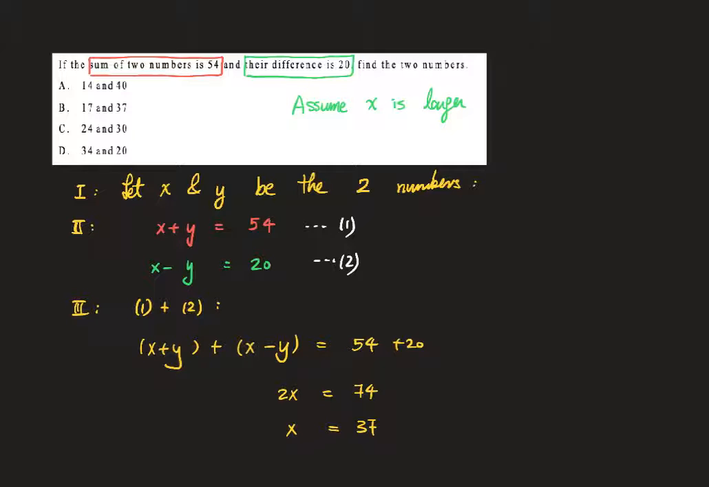And next, we need to find the value of y. By substituting this x equals 37 into equation 1, 37 plus y equals 54. Finally, y equals 17. So the answer should go to B.